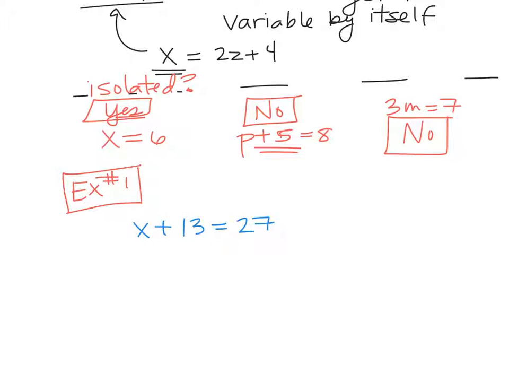Okay, well right now I'm saying x plus 13 equals 27. So if I want to get x by itself, I need to do the opposite of what I'm doing right now. So right now I'm adding 13. What would the opposite of adding 13 be? Subtracting 13, okay? So what you're going to do to isolate the variable is you're going to take 13 away from both sides.